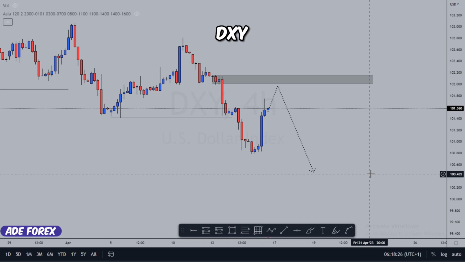It's your personal opinion. I'm just here to analyze and give my personal opinion, right? So that's that for that. So let's actually move on to the GBPUSD.